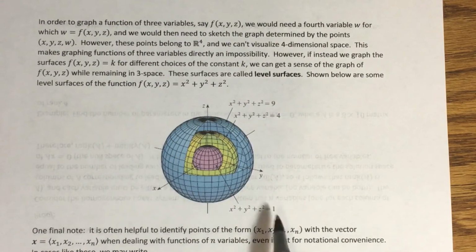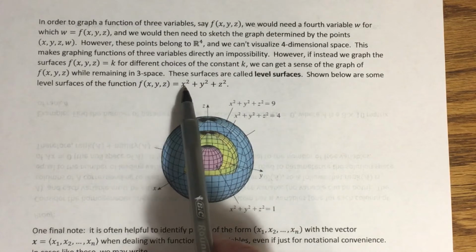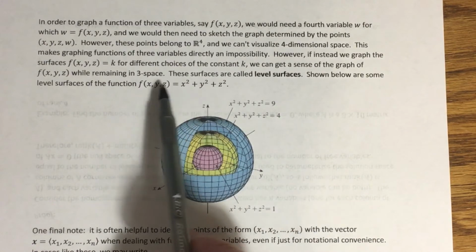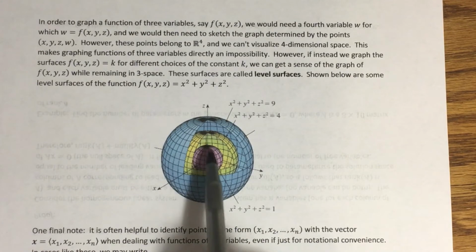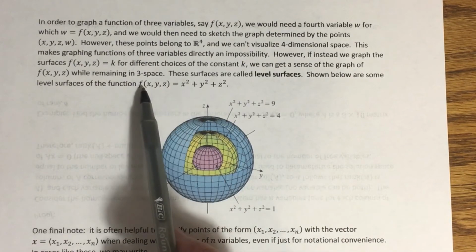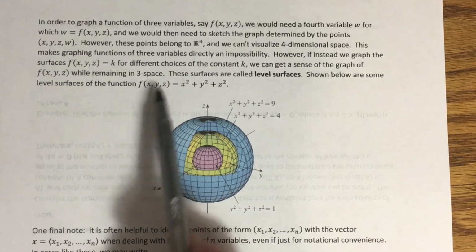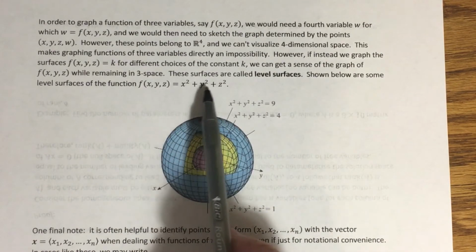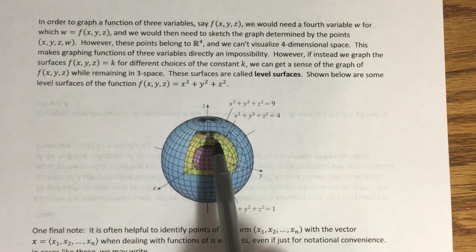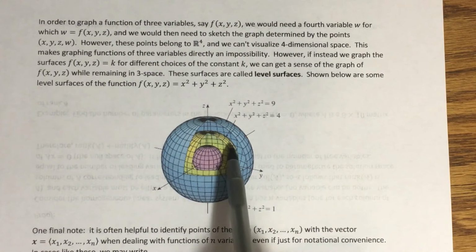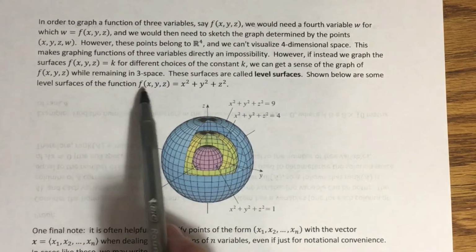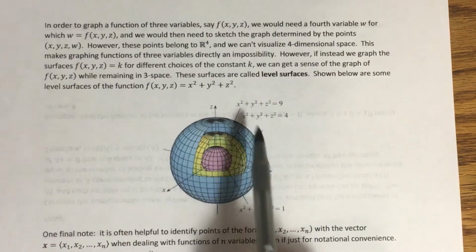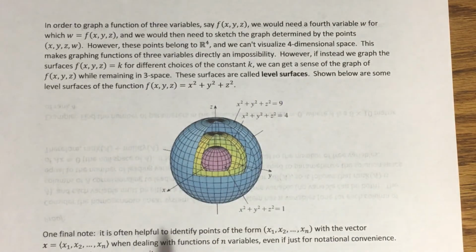If we set k equal to 1, for example, that's x squared plus y squared plus z squared equals 1. We recognize that as a sphere of radius 1 centered at the origin. If I set f of x, y, z equal to 4, then that would look like x squared plus y squared plus z squared equals 4. Sphere centered at the origin with a radius of 2. That's what you're seeing here. There's a 3rd level surface shown here. We set this equal to 9, and that's another sphere centered at the origin, this time with a radius of 3.